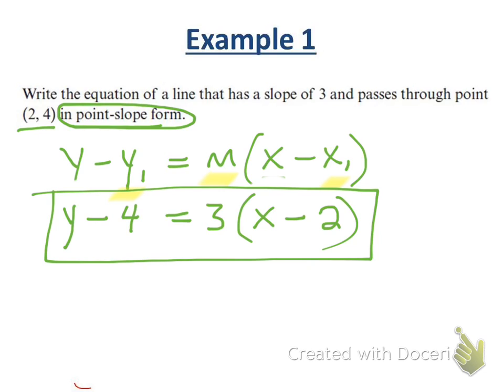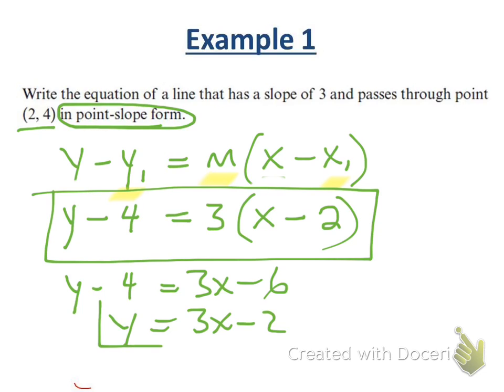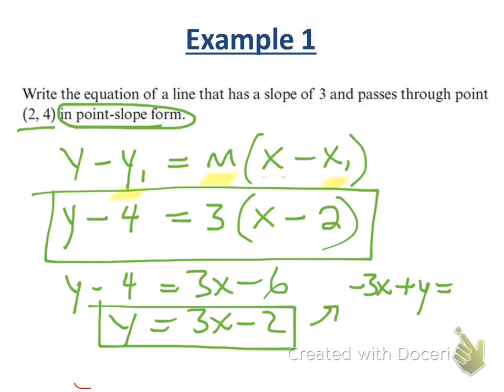We can quickly distribute the 3. 3x minus 6. Add 4 to both sides. Oh, what do we have? Slope-intercept form. Nice. From there, I can quickly subtract 3x from both sides. And then you've got the thing. Change all the signs, and we have standard form. That was cool.